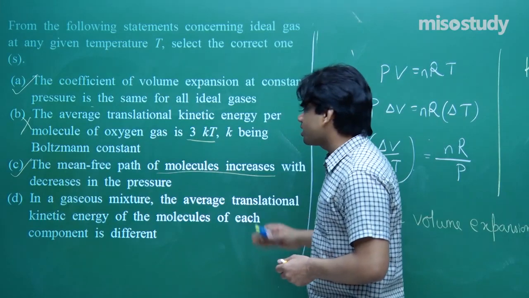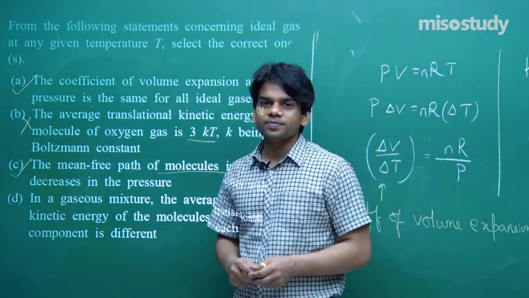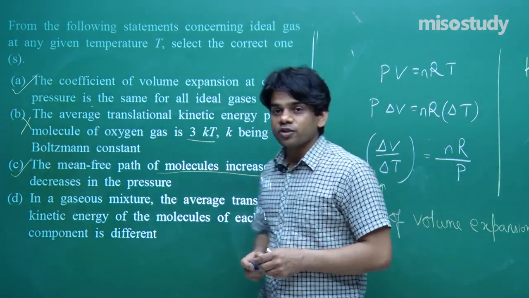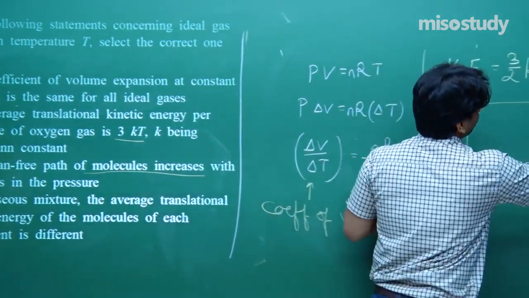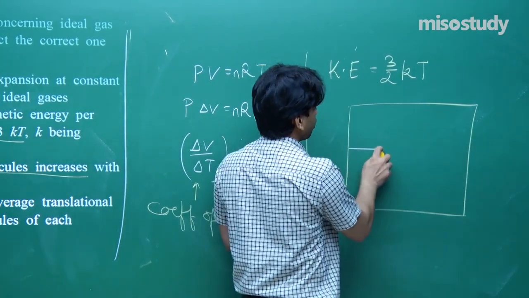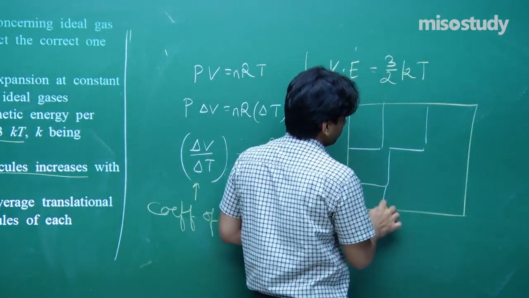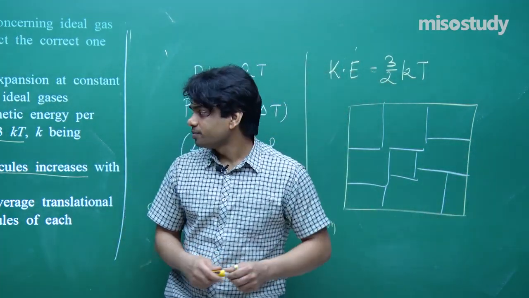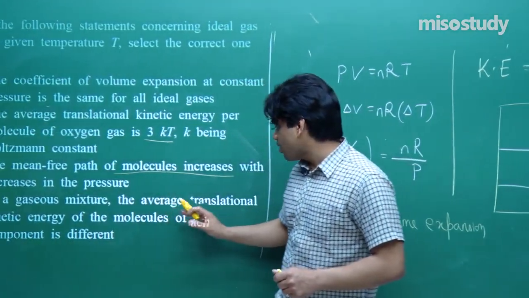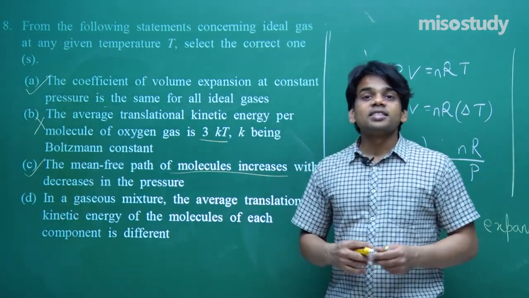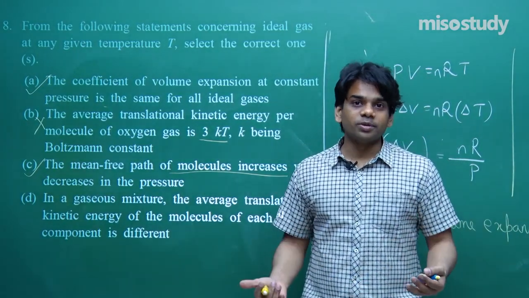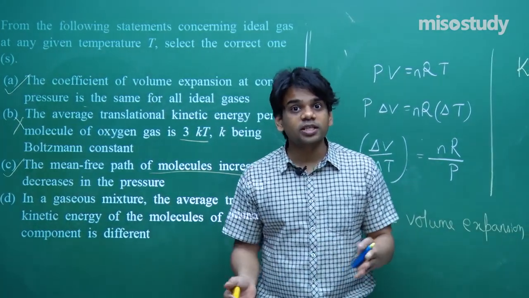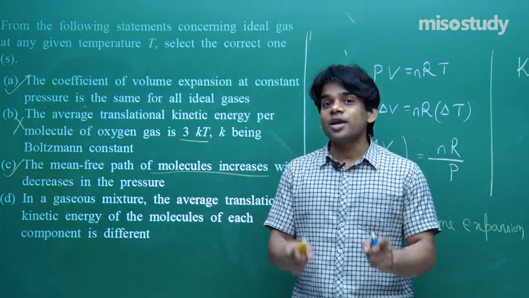D, in a gaseous mixture, the average translational kinetic energy of the molecule of each component is different. Try to understand this statement. If you take a gaseous mixture and divide it into various components, 1, 2, 3, 4, 5, 6, 7, 8, let there be different components. The average translational kinetic energy depends directly on temperature and the Boltzmann constant, which remain constant. So it will be the same, it won't be different. It's a mixture kept in the same container, the temperature will be the same, so they will have the same kinetic energy, not different.